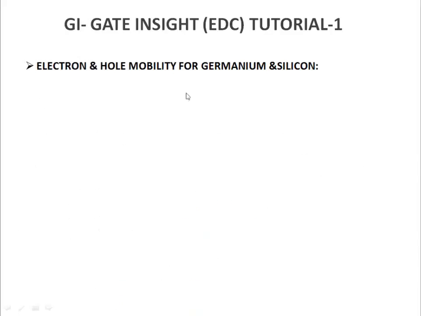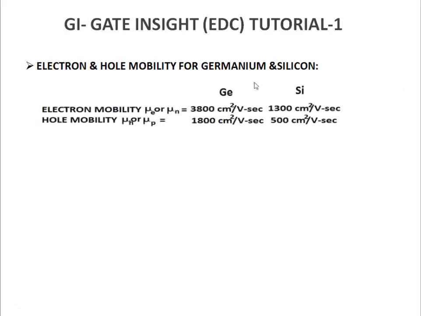Now, electron and hole mobility for germanium and silicon. One thing you need to remember here is that germanium and silicon are nothing but intrinsic semiconductors. We will study more about germanium and silicon, but till now we need to know this. We represent the electron mobility as mu e or mu n. For germanium, that is 3800 centimeter square per volt second, and for silicon it is 1300 centimeter square per volt second.